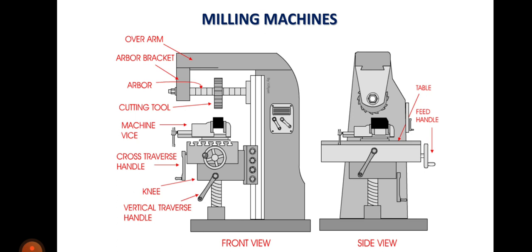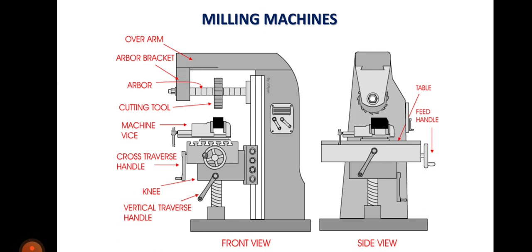Now it shows the figure of the milling machine. The front view and side view of the milling machine are shown in this figure. The different parts of the milling machine are also shown over here. It shows the column, the base, the vertical traverse handle, knee, cross travel handle, cross slide, saddle, machine vise, cutting tool, arbor bracket, overarm, table, and feed handles. These are shown over here on the milling machine.